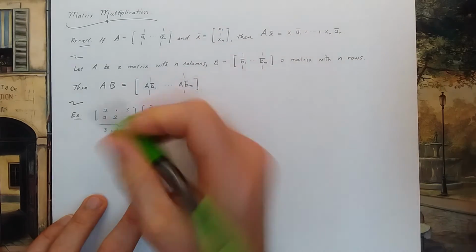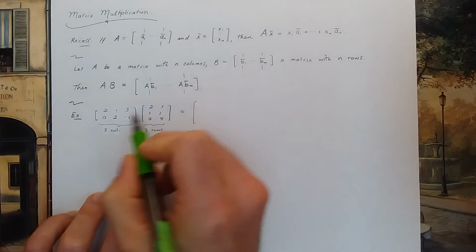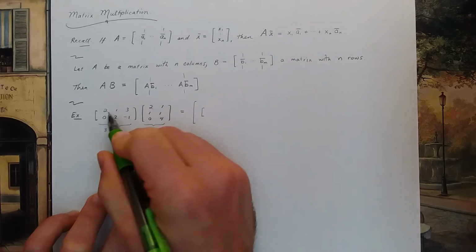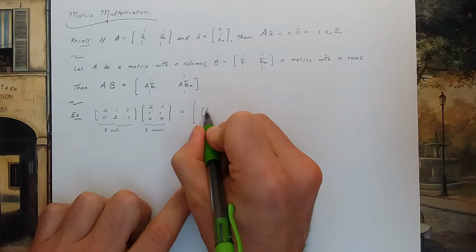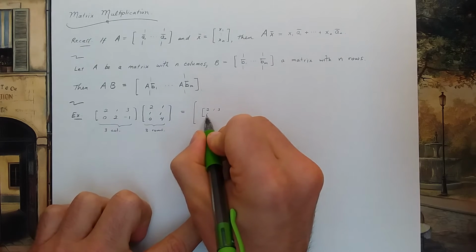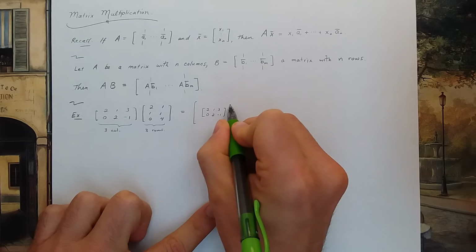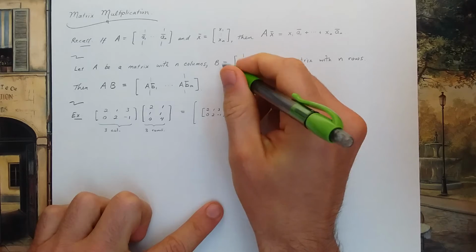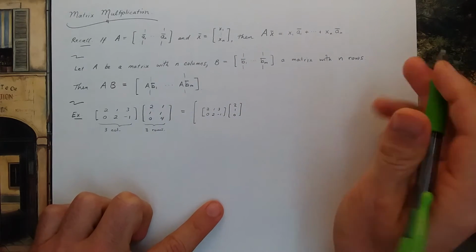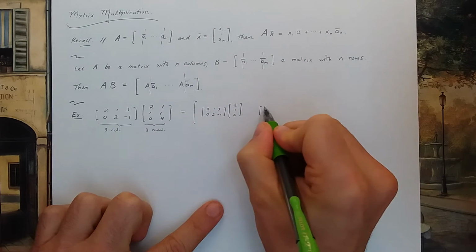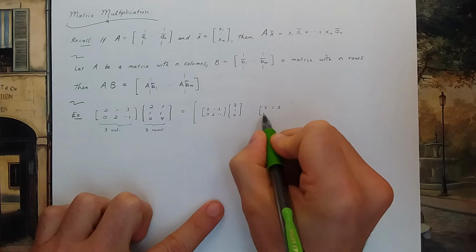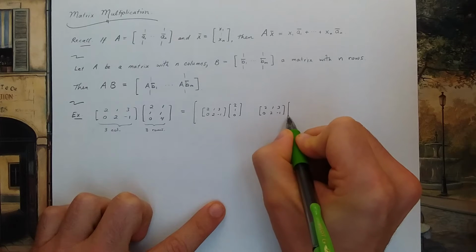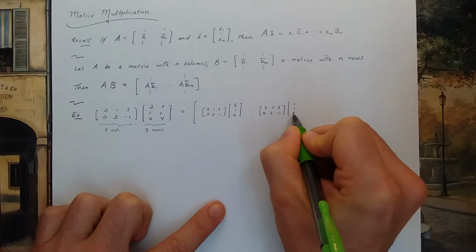So what do we do? We form a matrix, and the first column of that matrix is the matrix A, this first matrix, 2, 1, 3, 0, 2, negative 1, times the column 2, 1, 0. That's the first column of the new matrix. And then the next column is 2, 1, 3, 0, 2, negative 1, times the column 1, 1, 4.